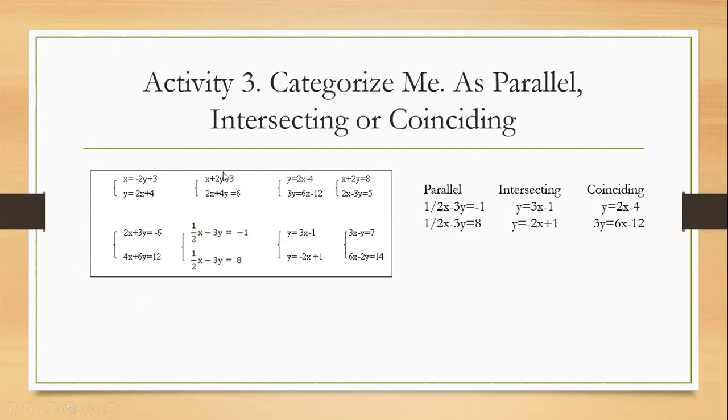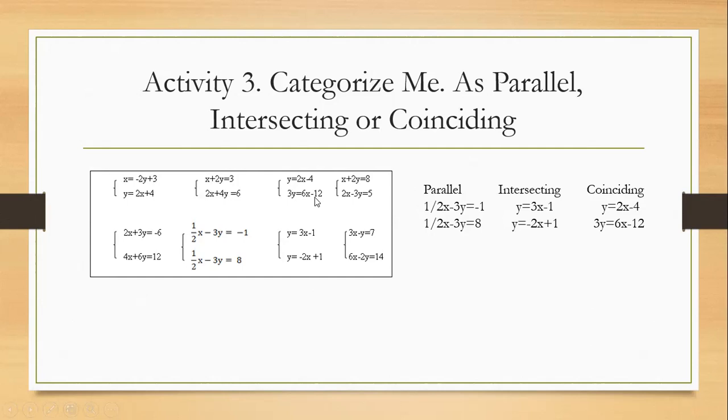Now, can you identify this one? What do you think is this? How will you describe the line? So, it's intersecting. Different slopes, different y-intercept. Okay? How about this one? x plus 2y equals 3, 2x plus 4y equals 6. Where will you categorize this? It's coinciding. Very good because you just multiply the first by 2.